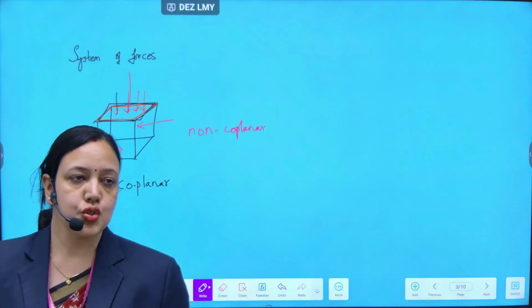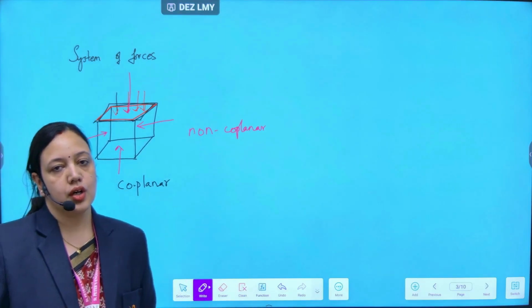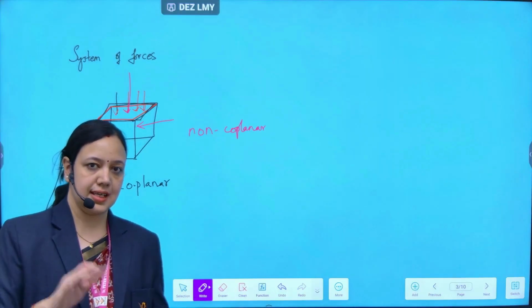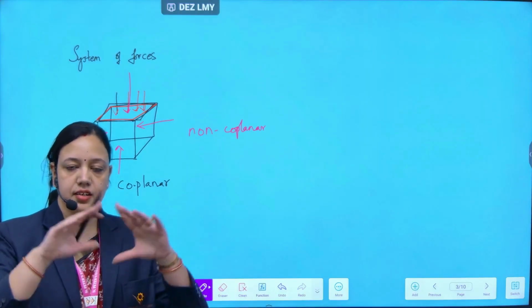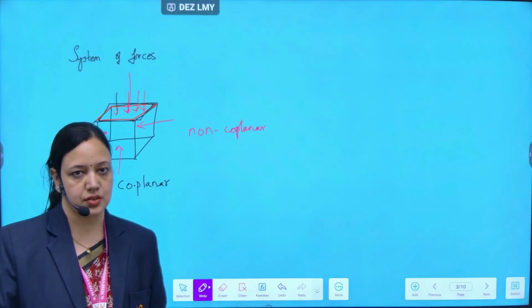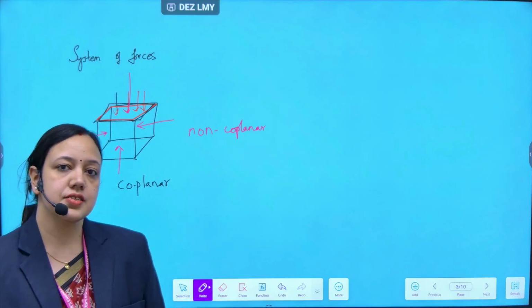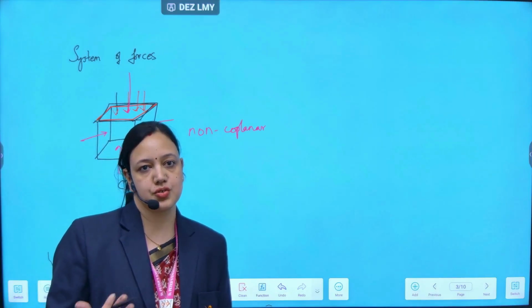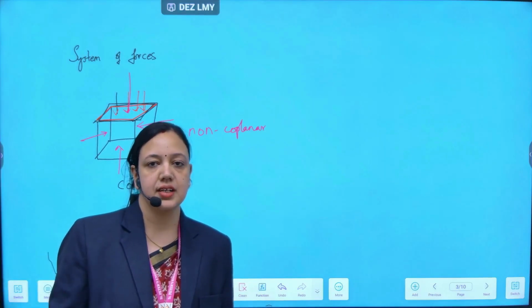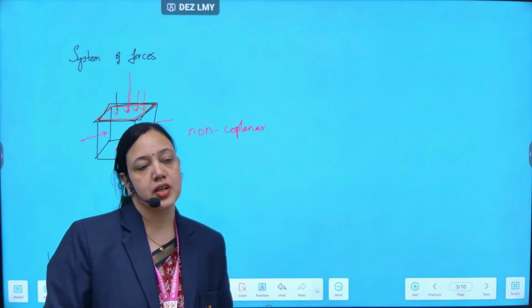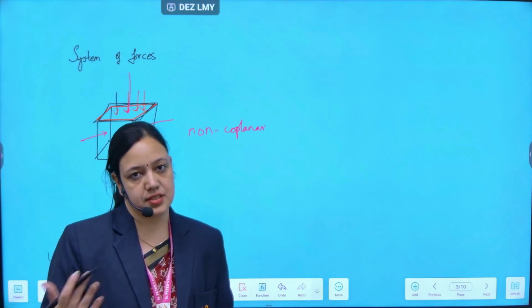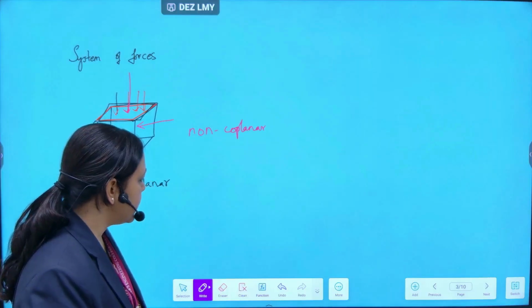Okay. So it is very important to know whether the force is acting on the same plane or is it acting at different planes of an object. So with knowledge of this, we can move further and understand how to resolve a force or how to find a resultant of force. So what is resultant? First, let's try and understand what is resultant over here.